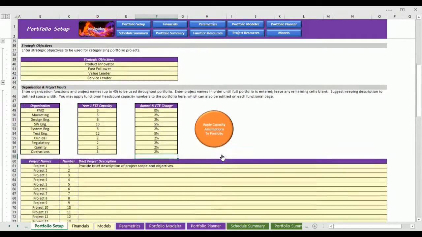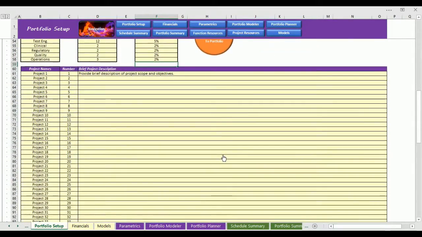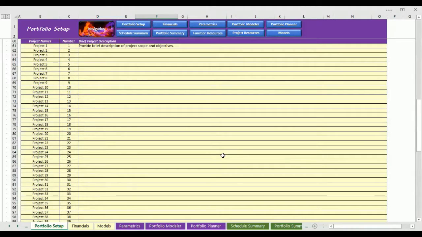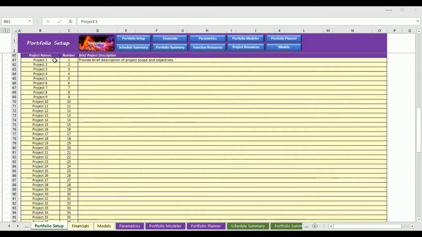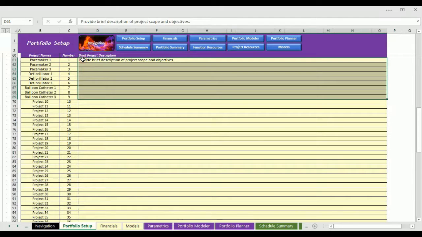Next, we'll define project names, project numbers, and project descriptions. We will begin by inputting just a handful of projects and project descriptions.